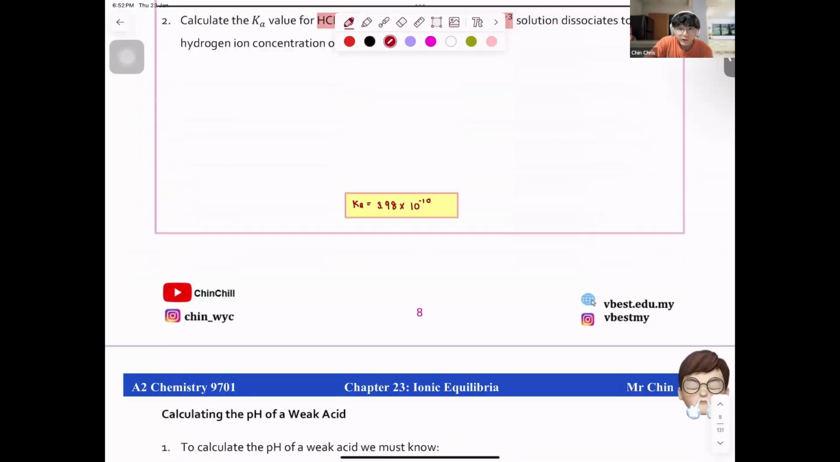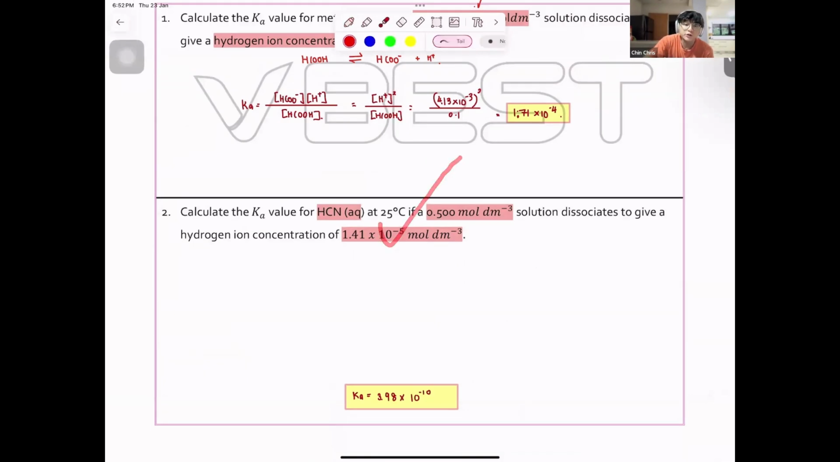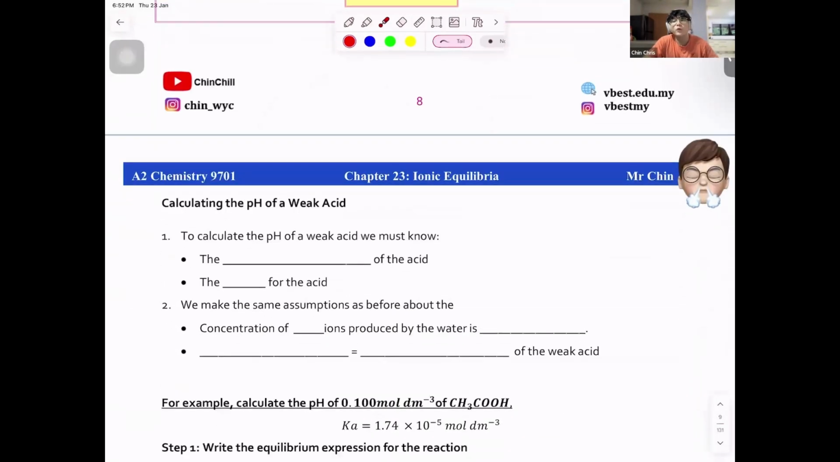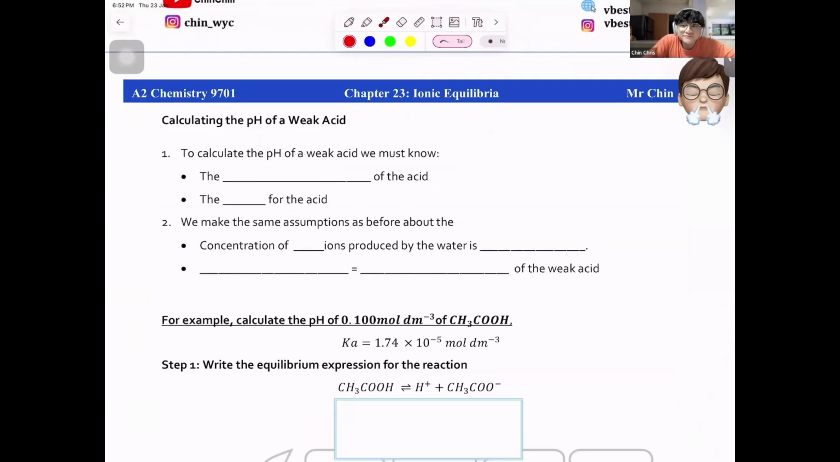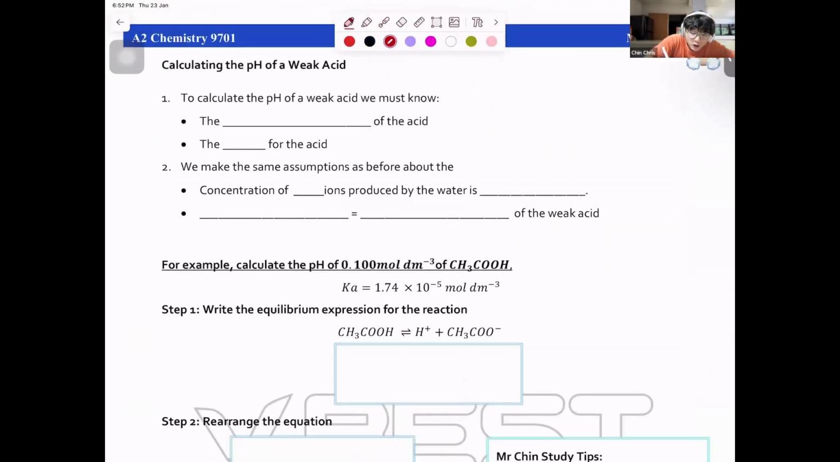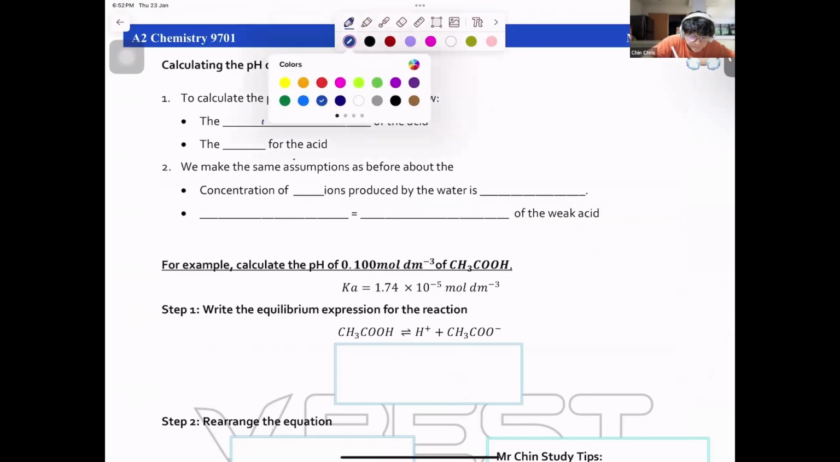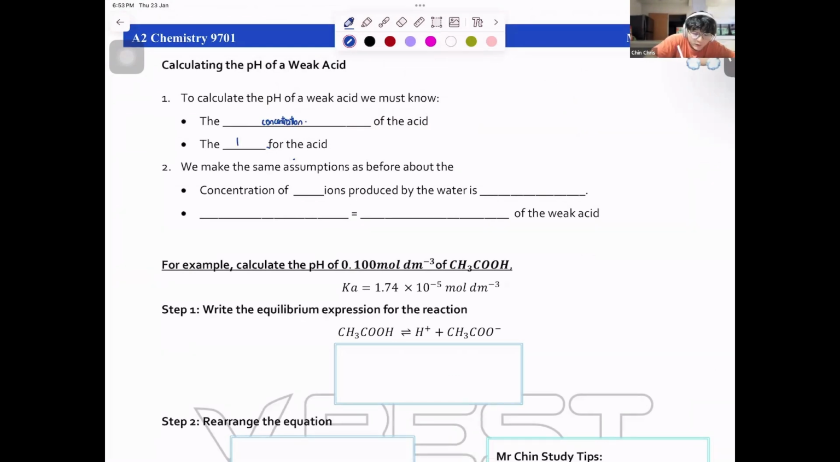You guys done? I think question 2, you don't need me to show you the working. Okay, guys, let's skip it. Now let's look at the pH of a weak acid. To calculate the pH of a weak acid, what do we need to know? We need to know the concentration of the weak acid first. The second one is the Ka of the weak acid.